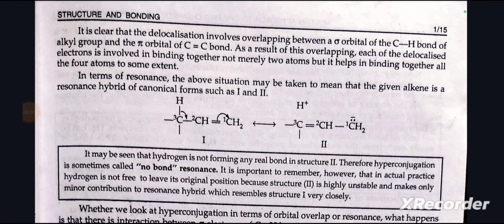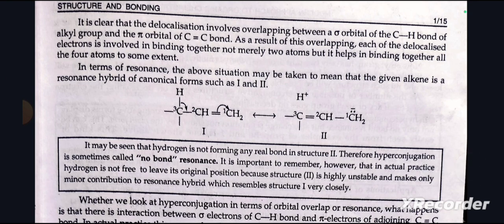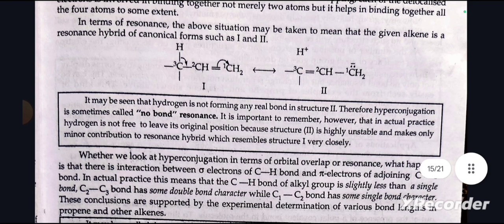It is clear that the delocalization involves overlapping between the sigma orbital of the C-H bond of the alkyl group and the pi orbital of the carbon-carbon double bond. As a result of this overlapping, each of the delocalized electrons is involved in binding together not merely two atoms, but all the four atoms to some extent. In terms of resonance, the above situation may be taken to mean that the given alkene is a resonance hybrid of canonical forms such as 1 and 2.